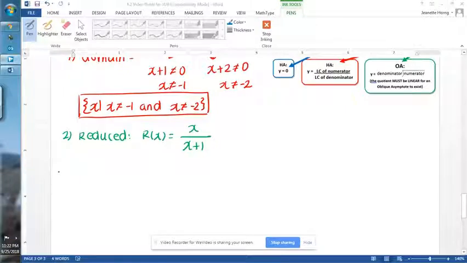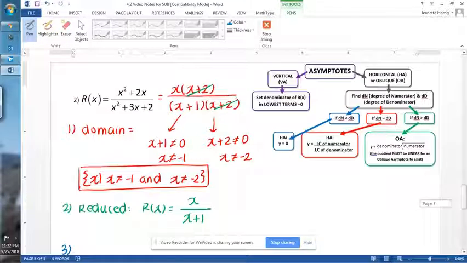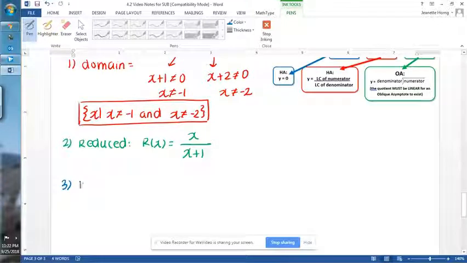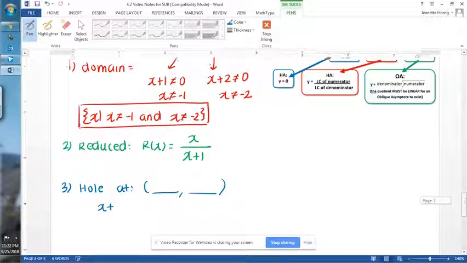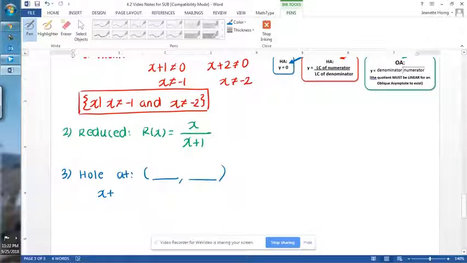After we figure out our reduced form of our equation, then we're going to talk about whether or not this equation has any holes. Because we canceled out a factor, x plus 2, that means there's going to be a hole. Let's figure out where the coordinates are. Remember, you should always have an x and a y when you're trying to figure out the coordinates of the hole. I'm going to first figure out the x by setting the factor we canceled out equal to 0. So my x value is -2.